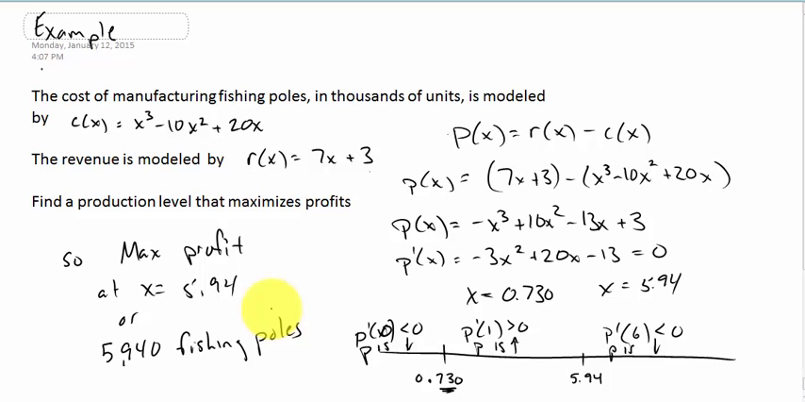So there we go. There's an example with economics. There are other ways to use this. I encourage you to look at other examples that you can come across.